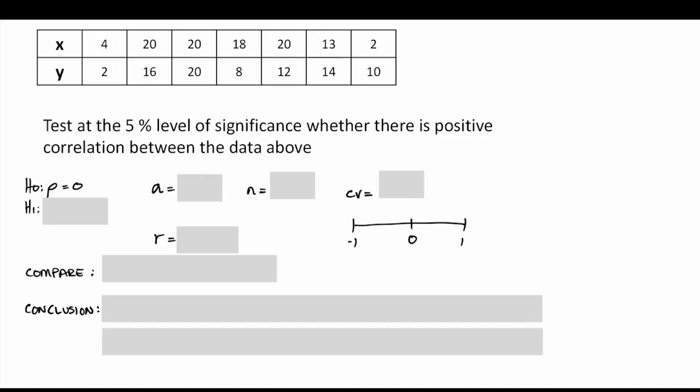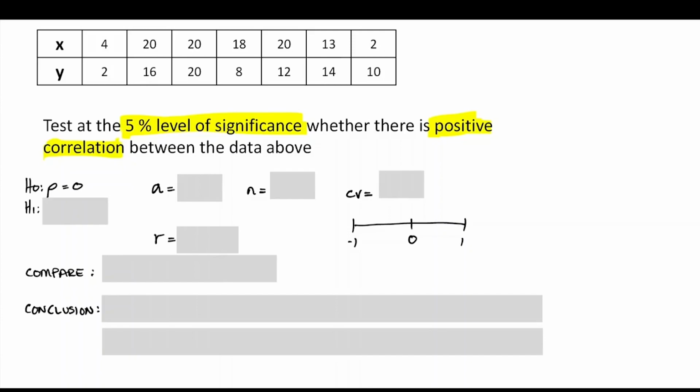So here we have a standard correlation hypothesis test question. We've been given some data and we've been asked to test at the 5% level of significance whether there is positive correlation between the data above. Just pulling out the most important aspects of the question, they are the 5% level of significance and the fact we're looking for positive correlation. That will set us up to successfully respond to this question.